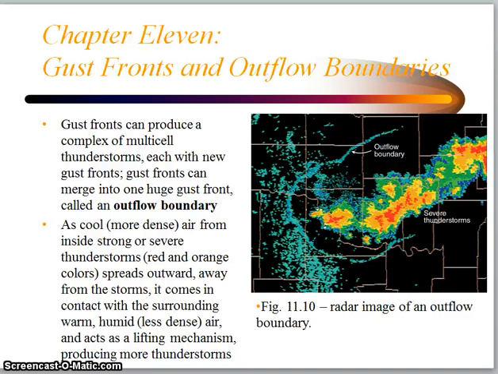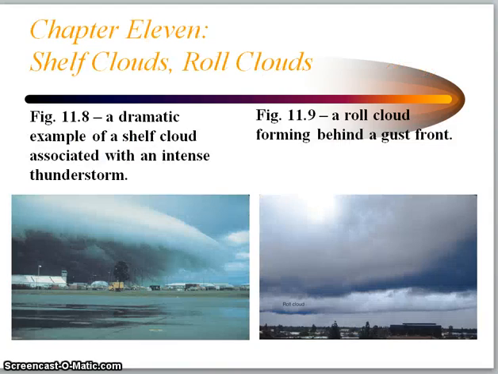We can look at radar imagery in different parts of the United States, and sometimes we can see the leading edge of a whole bunch of gust fronts that merge together. This is called an outflow boundary. As cool, heavy, dense air from inside a strong or severe thunderstorm spreads outward, away from the storm's core, and the core of this series of storms is noted by the oranges and reds, that's where the heavy precipitation is going on, then that tends to lift out in front of it more warm, moist air, and along that outflow boundary, you can get additional thunderstorms because the outflow boundary then acts as a lifting mechanism to lift warm, moist air up from the surface.